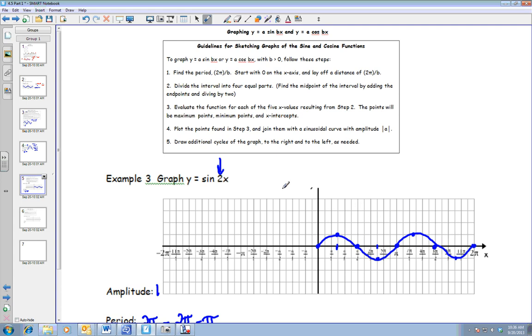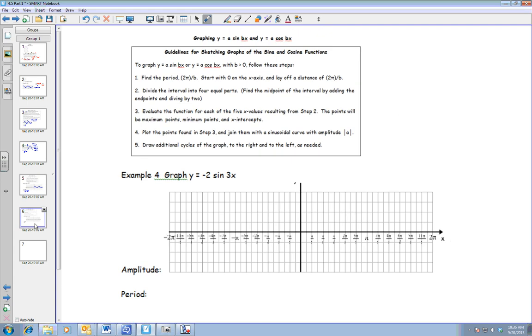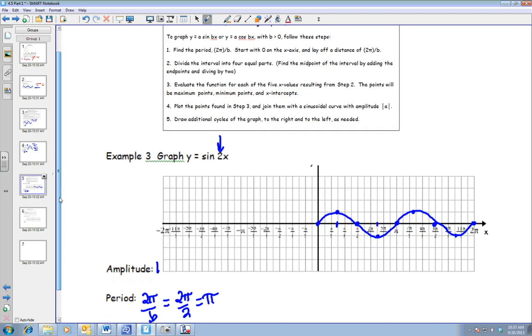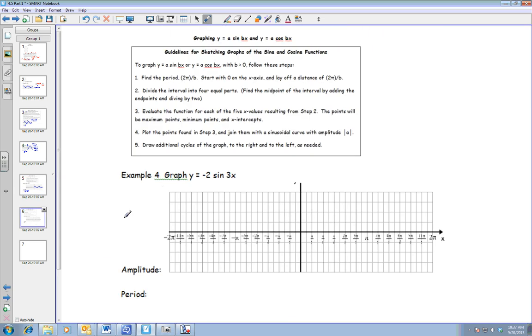Now I'm going to show you how to label these points as we go along. Okay, let's save example 4 for the next video, and that way I can take more time in showing you how to label your points. So I may have to get rid of this graph since it's already labeled and just give you a blank graph so you know how to label your points and know what point goes where.